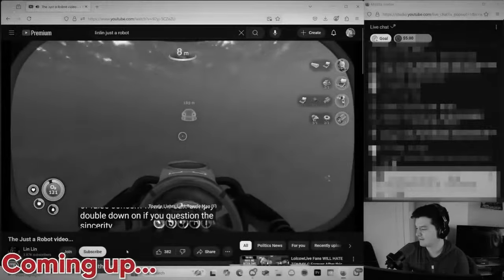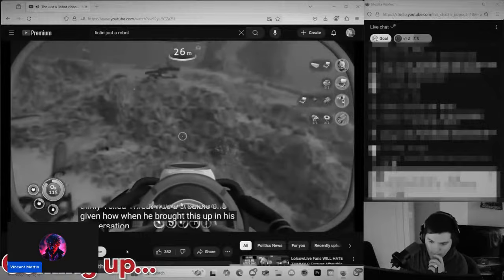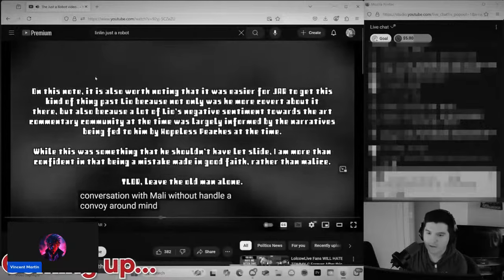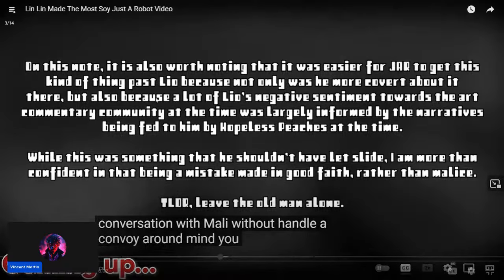The sincerity of it. And we know that this thinly veiled threat was a credible one, given how, when he brought this up in his conversation with Maui, without Handler Convoy around, mind you. On this note, it is also worth noting it was easier for Jar to get this kind of thing past Lio, because not only was he more covert about it, but also because a lot of Lio's sweeping from Lin.